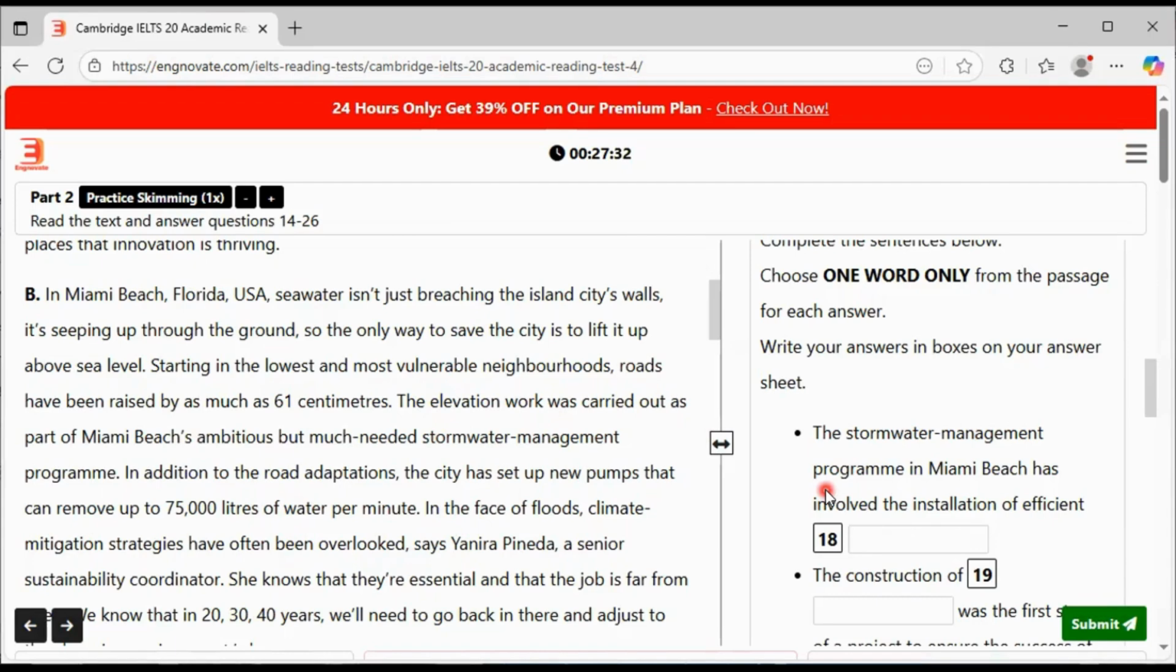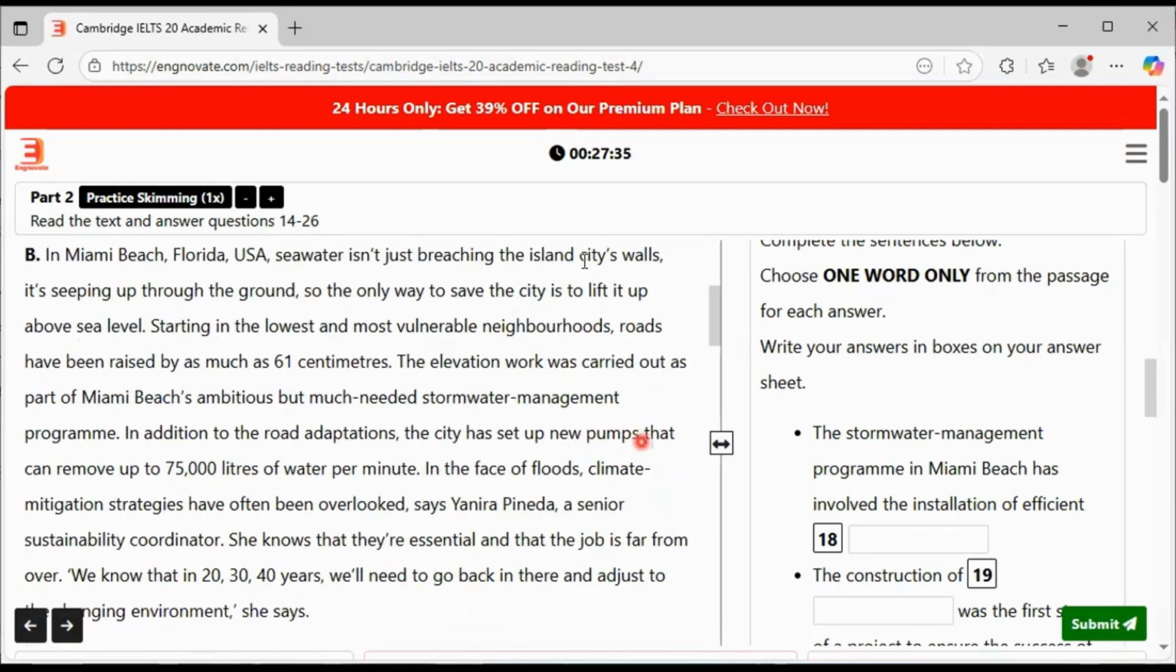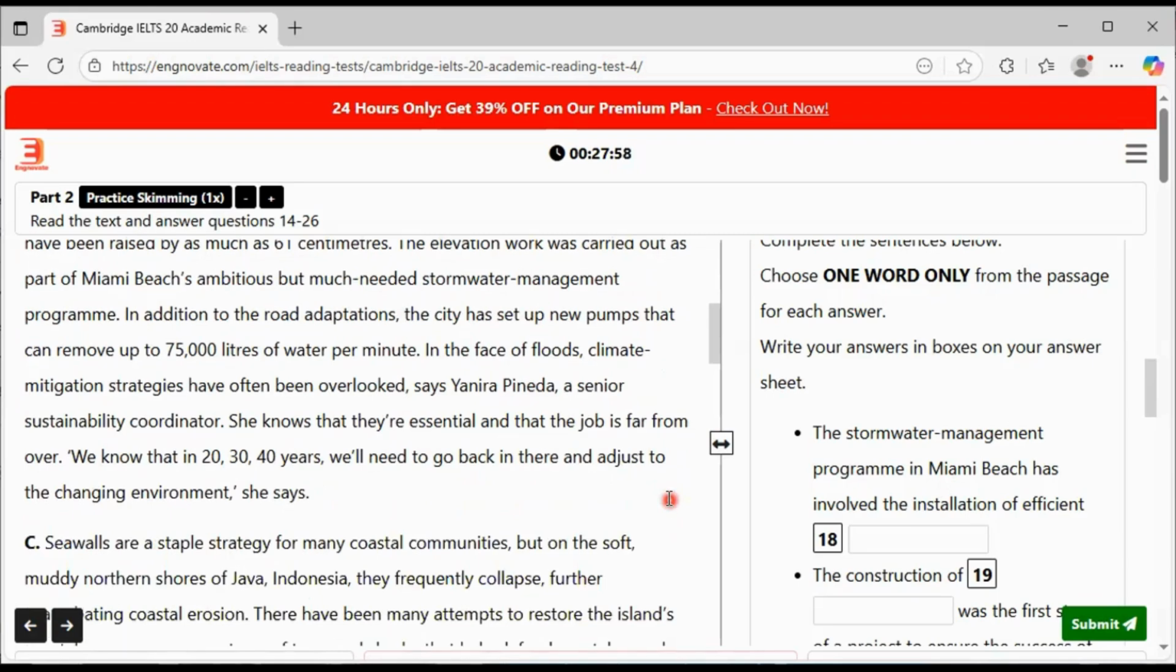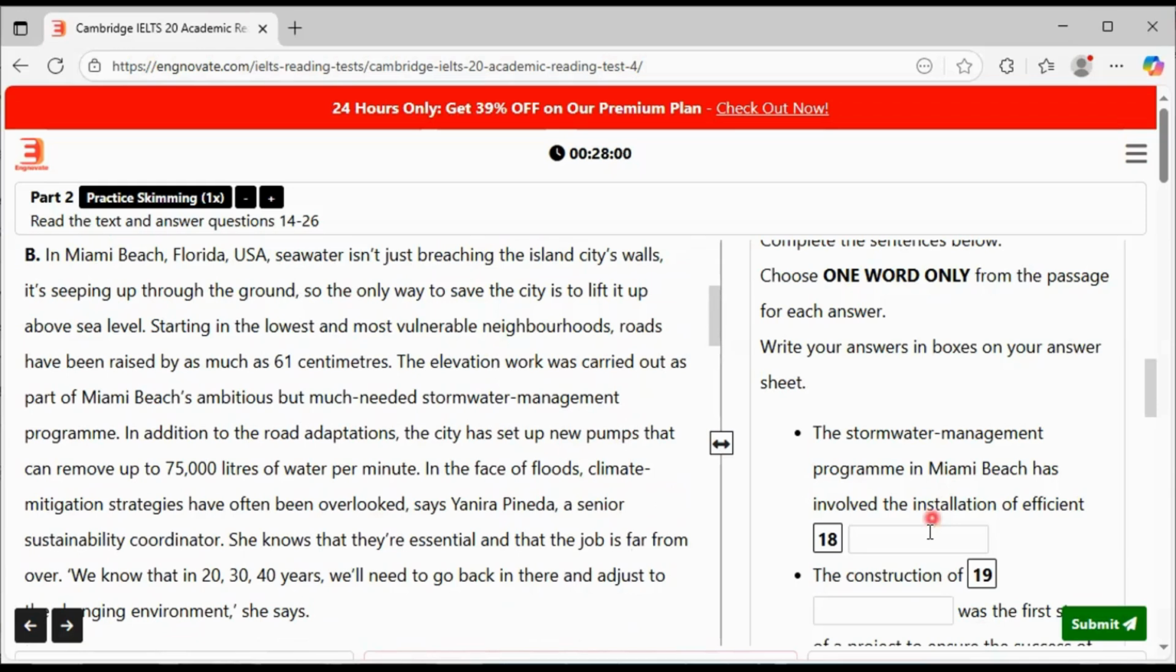Installed efficient what? Is it efficient city walls? No, it's not efficient city walls. Efficient pumps. How many words? One word. Installation of efficient pumps. Is it pumps? The city has set up new pumps. I think it's going to be pumps. I'll put pumps there. I'm not really sure.